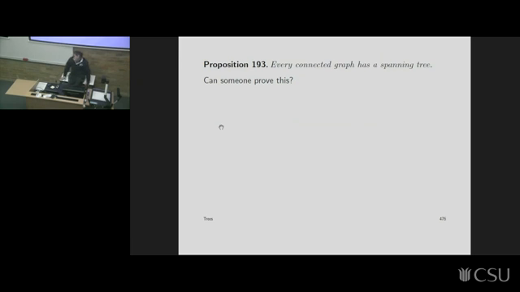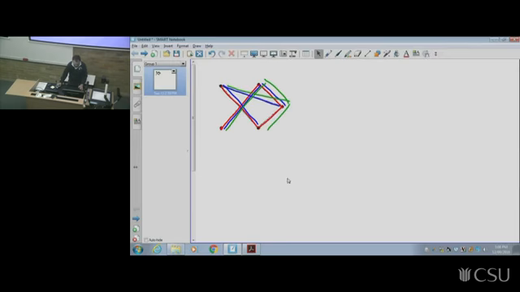Anyone who's had to prove that's actually true? Math. More information, please. Maths.